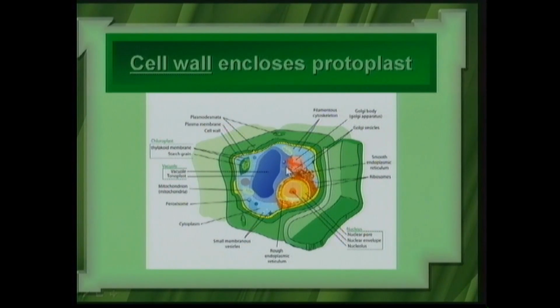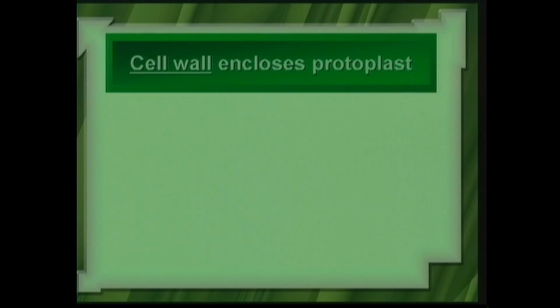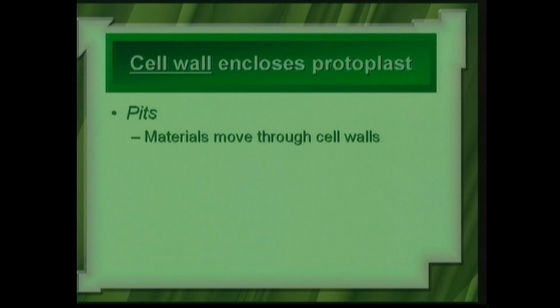Okay, so everything inside or interior to the cell wall is the protoplast. Now another thing that we saw is that generally you have structures that connect one plant cell to the next called pits. Through these pits, materials can move from one cell into another. They will actually move through adjacent cell walls from one cell to another.